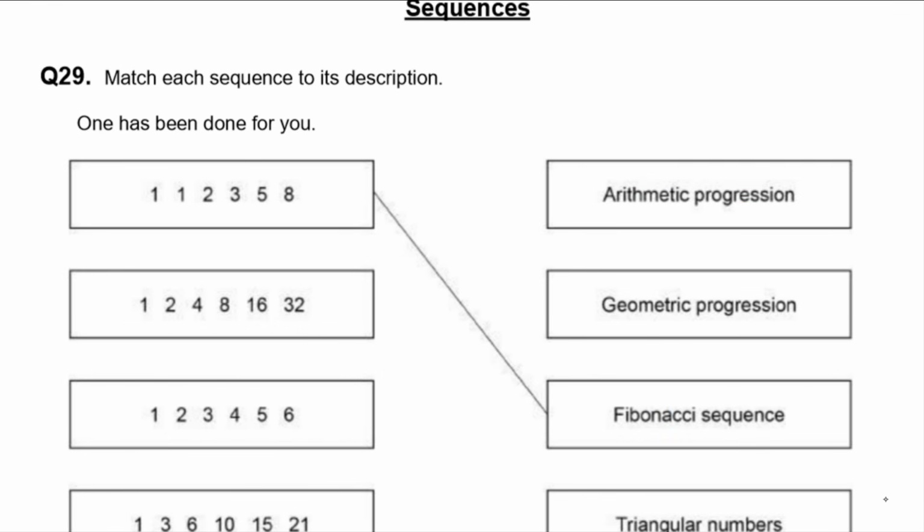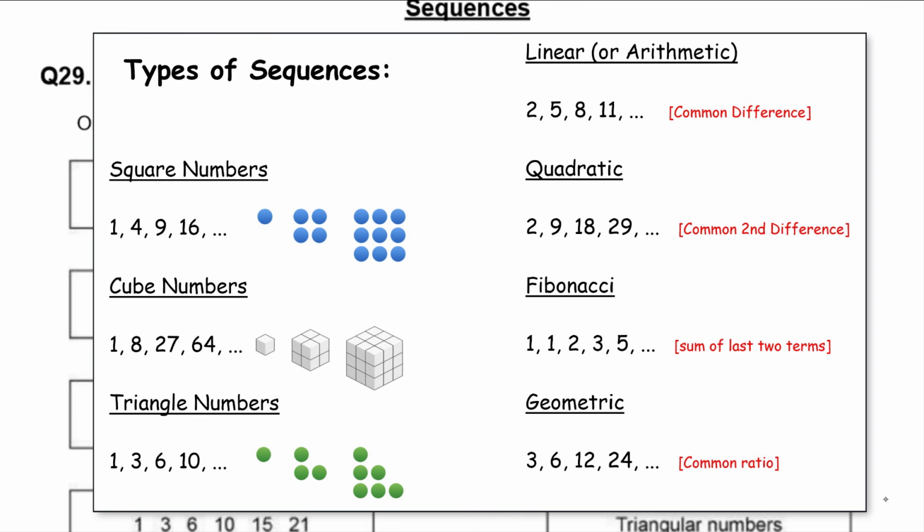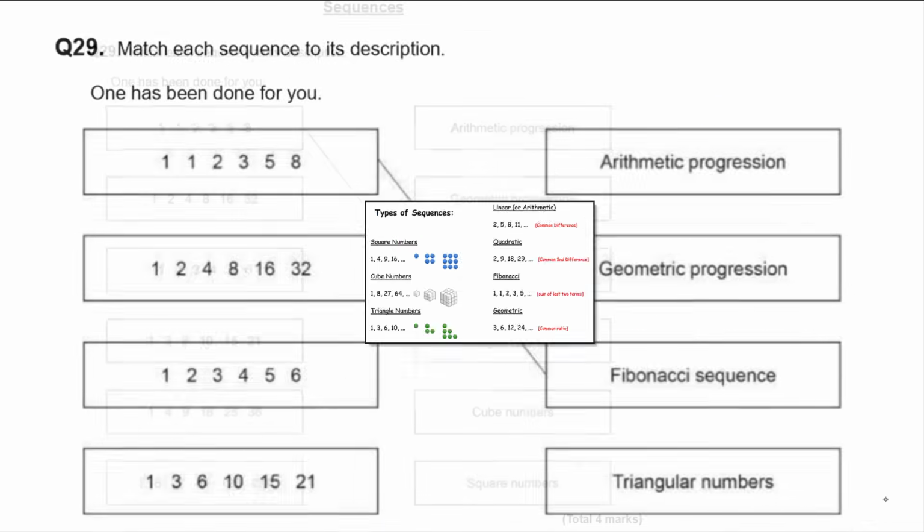Next up, it's sequences. Make sure you're familiar with the 7 types of sequences that you're likely to get at GCSE Maths. You've got your 3 number property ones, like square numbers, cube numbers, and triangle numbers. Plus you've got linear or arithmetic sequences, quadratic sequences, geometric sequences, and Fibonacci sequences. You need to be able to generate next terms, term-to-term rules, and position-to-term rules like nth terms, for each of the different types. Okay, let's crack on and look at the first question.